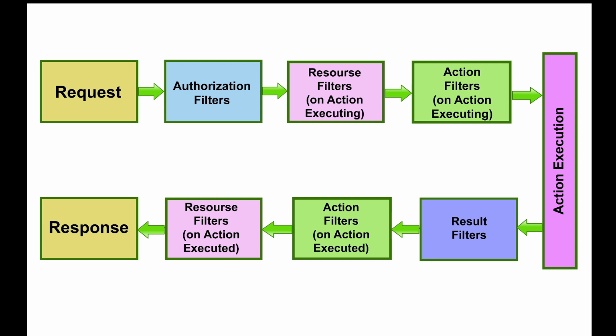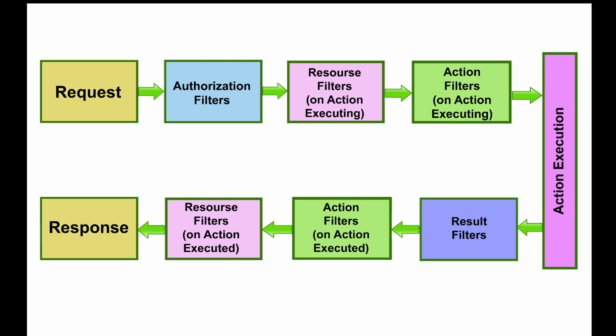Authorization filters. They run first to determine whether a user is authorized for the current request. Resource filters. They run after the authorization filters and are very useful for caching and performance. Action filters. They run right before and after the action method execution. Result filters. They run before and after the execution of the action method result. Exception filters. They are used to handle exceptions before the response body is populated.